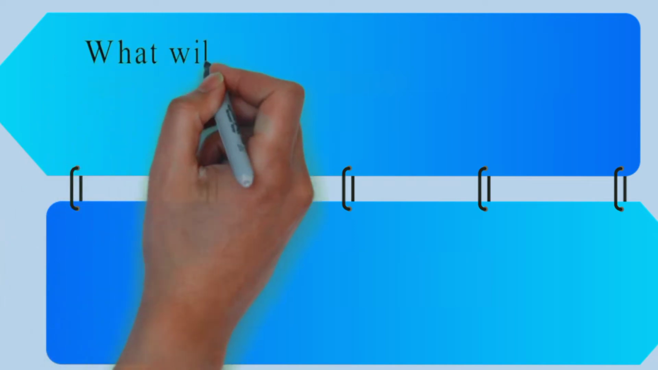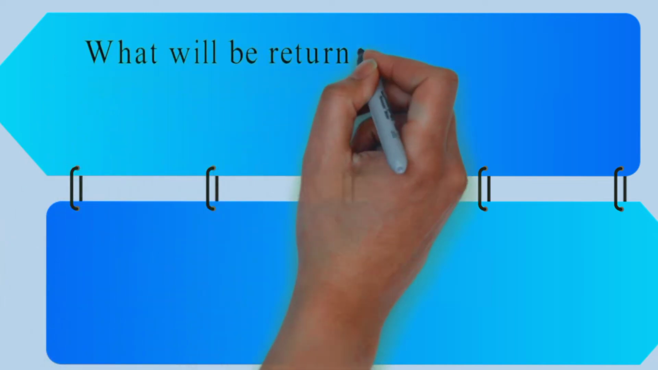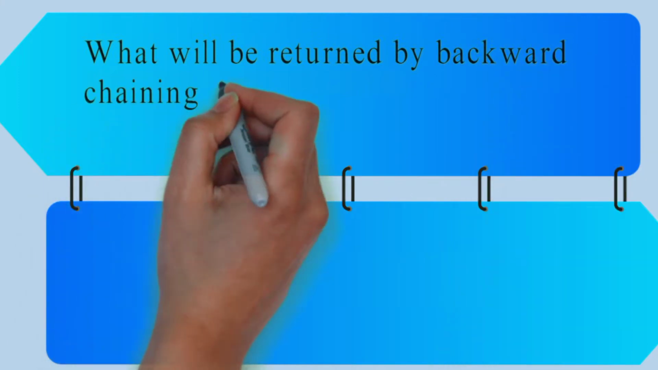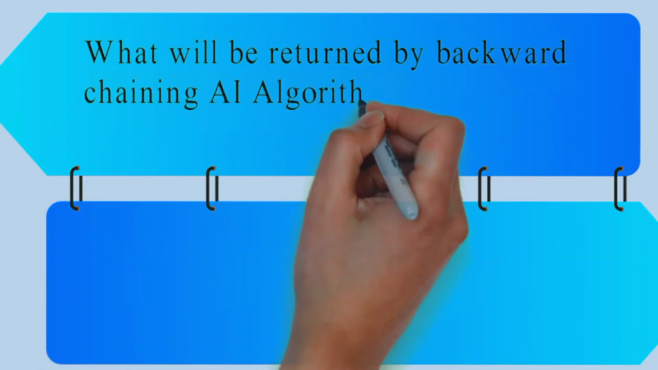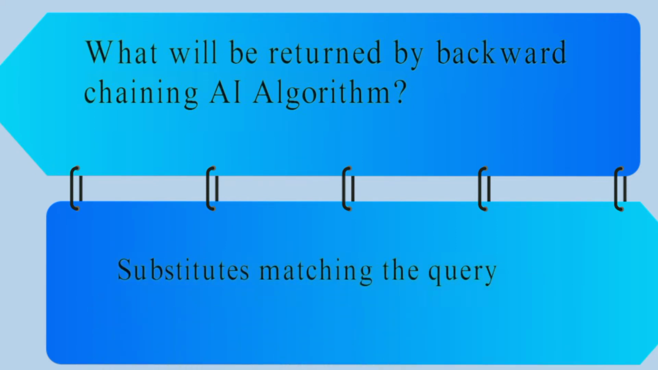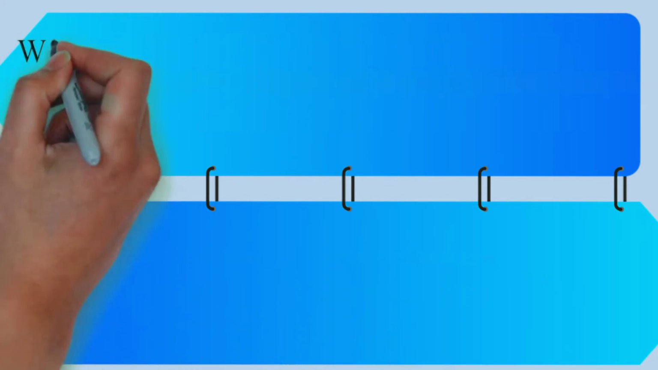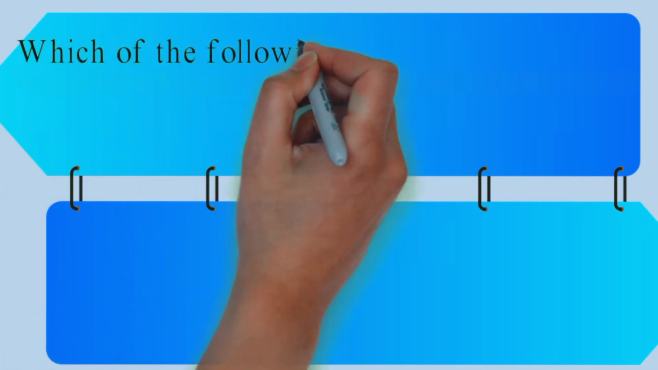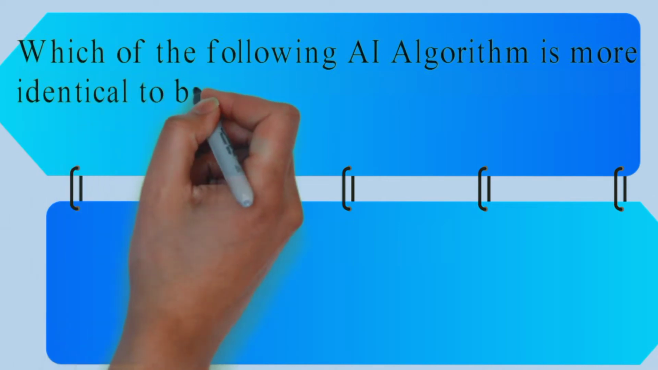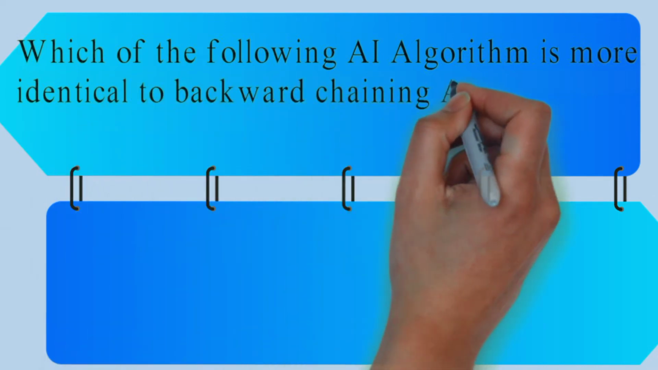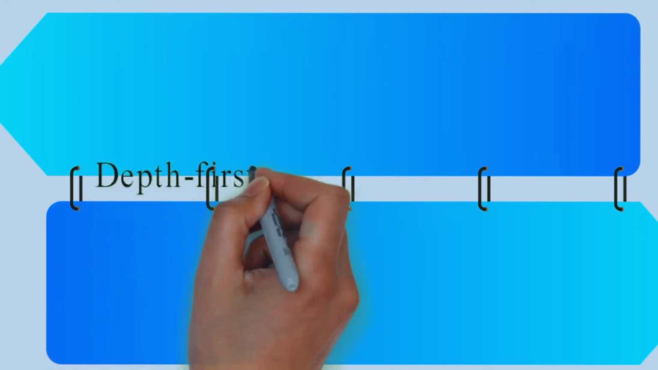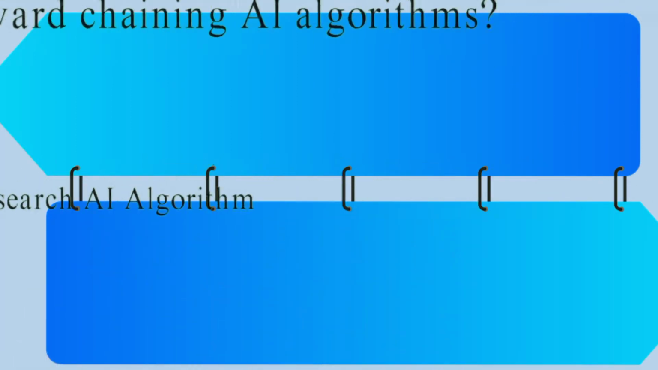Next question: what will be returned by backward chaining AI algorithm? The answer is substitution machine the query. Next question: which of the following AI algorithm is more identical to backward chaining AI algorithm? The answer is depth first search algorithm.